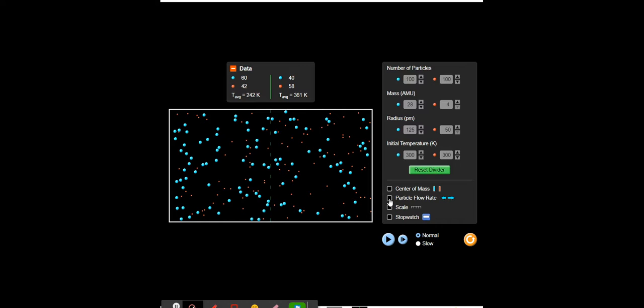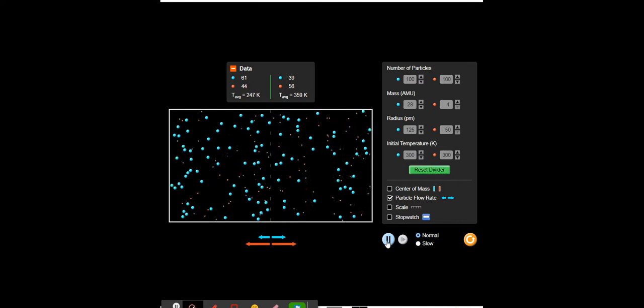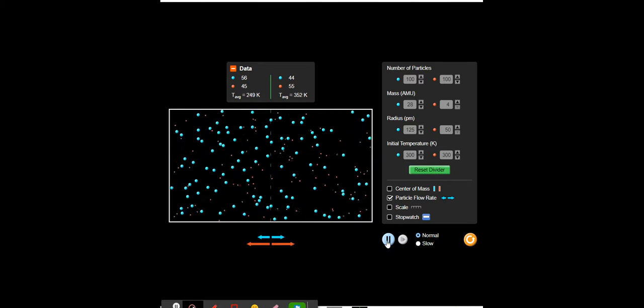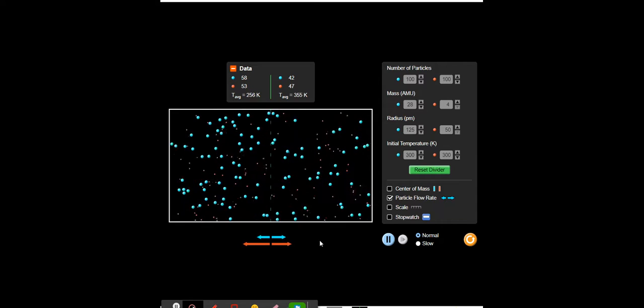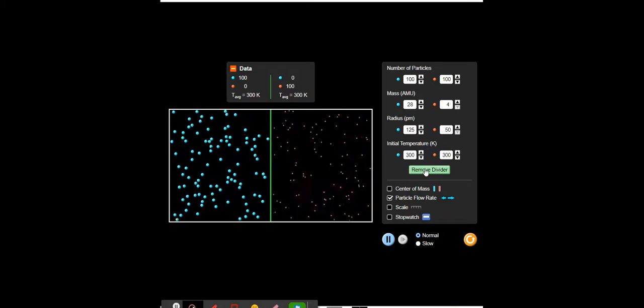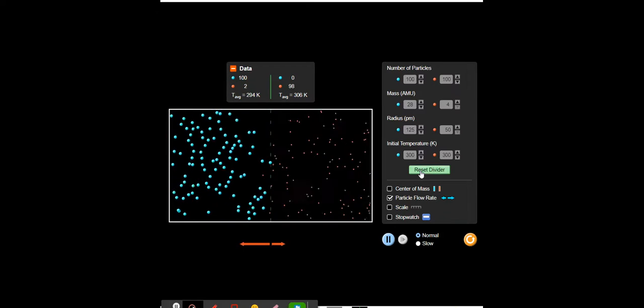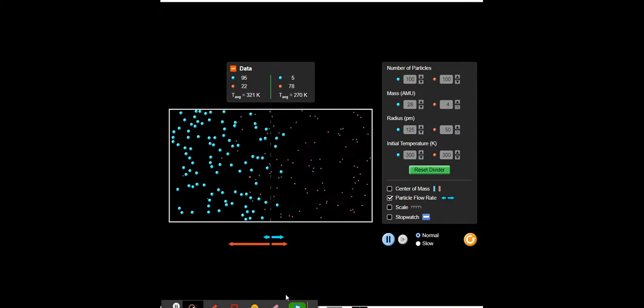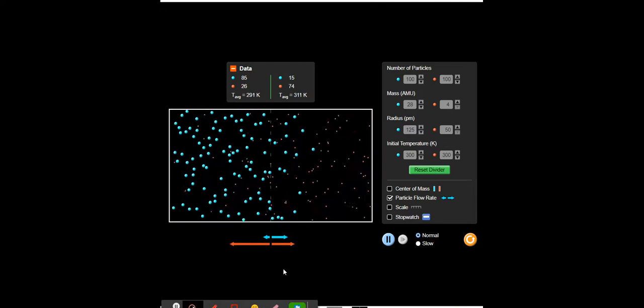So if I show the particle flow rate, these arrows are about the same size, the red to red and blue to blue. So if they're going to the left and right at the same rate, which it appears they are, then it's at equilibrium. Yep, so the arrows have balanced. If I reset the divider and then remove it with those arrows, you'll see how it starts out, and then they move back and forth until we get to that equilibrium point.